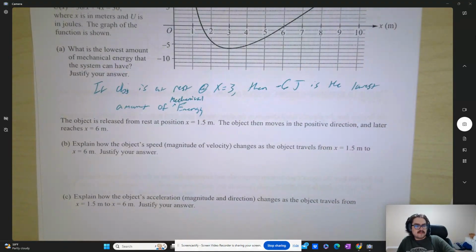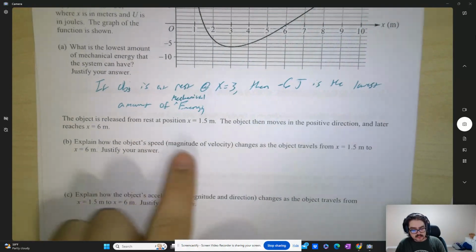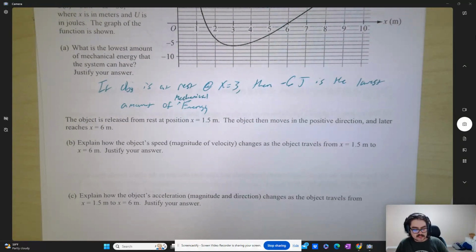Okay. All right. The object is released from rest at position 1.5 meters. The object then moves in the positive direction and later reaches x equals 6 meters. So here's what's important to note. Object is released from rest at x equals 1.5 meters, moves in the positive direction. Later it reaches 6 meters. Okay. So what's important to note here, it says explain how the object's speed changes as it travels from 1.5 to 6 meters.